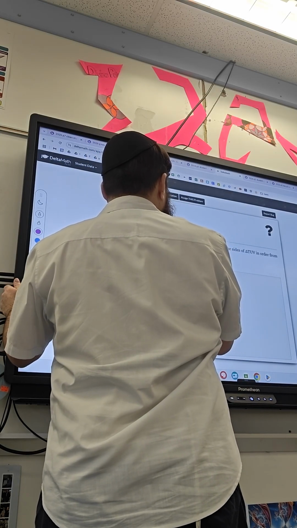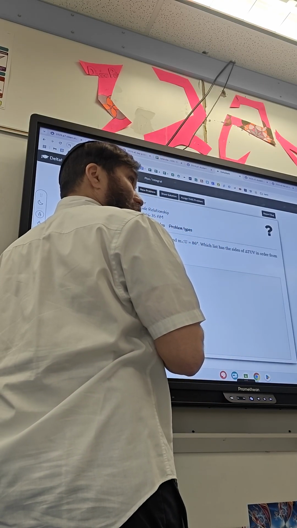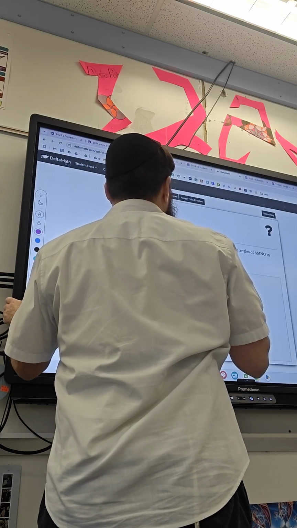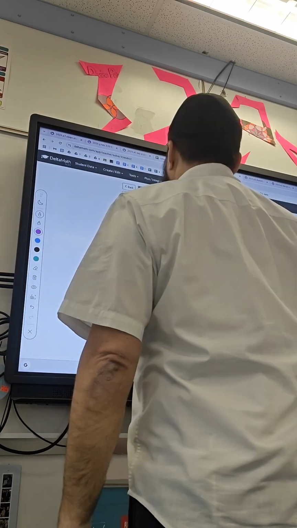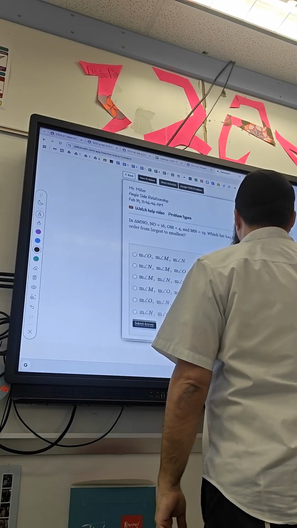So this is the same. Wait, the last one they gave us the angles. So this is the same one. Okay, they gave us the sides, great. So again, I'm going to draw a triangle, MNO.